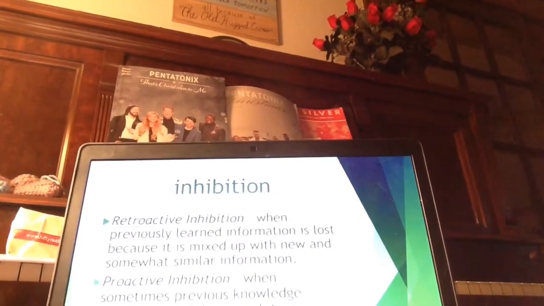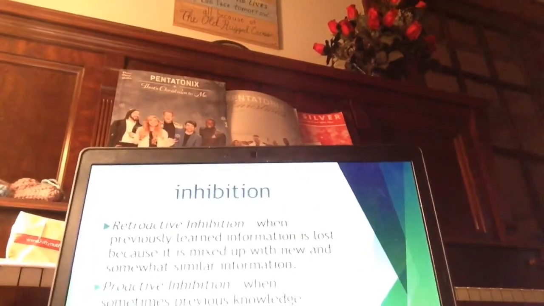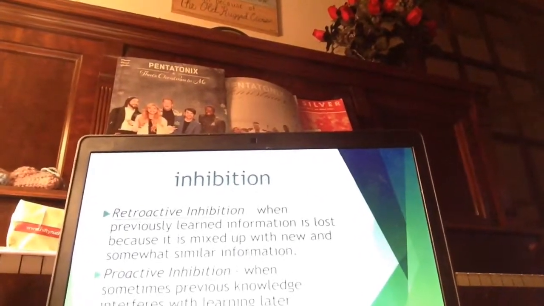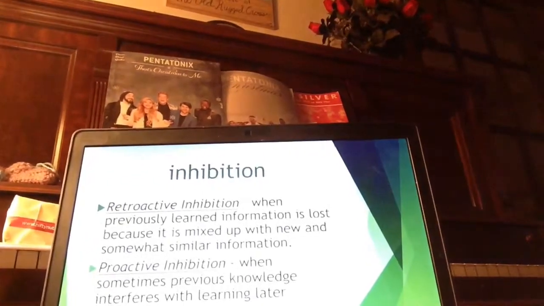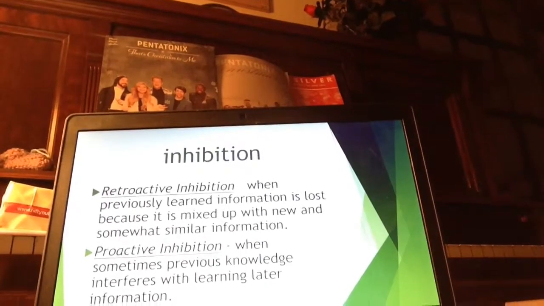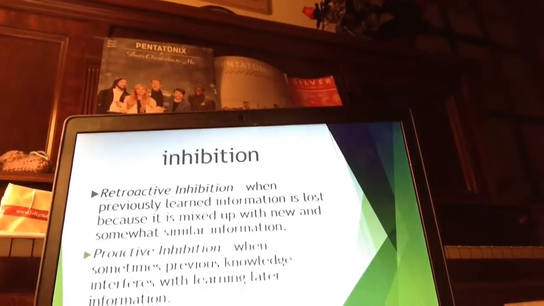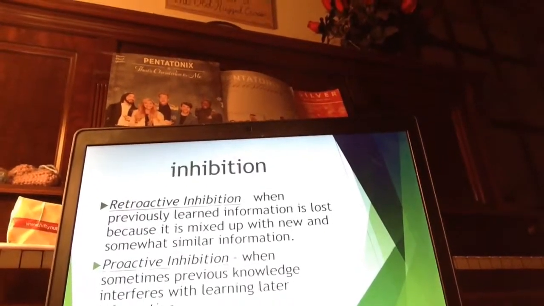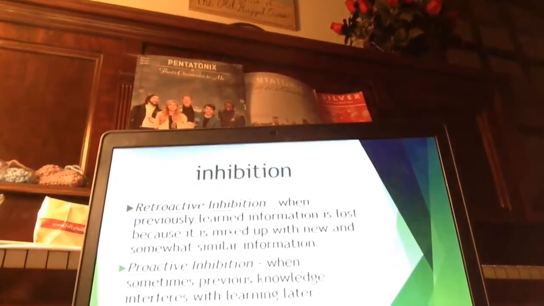Inhibition, so just like facilitation, inhibition also has two: retroactive and proactive. Retroactive is when previously learned information is lost because it's mixed up with new and somewhat similar information. And then proactive inhibition is when sometimes previous knowledge interferes with learning later information.